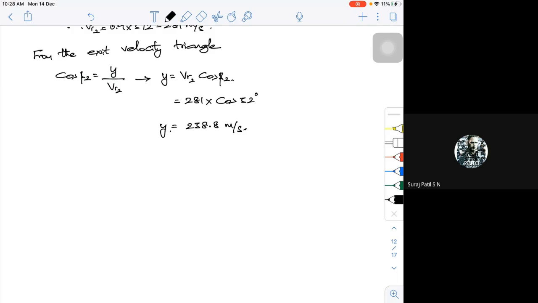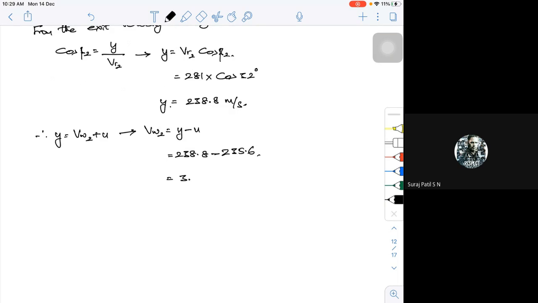Now, what is y actually? Y is equal to VW2 plus U. I need to get my VW2, so VW2 will be equal to your y minus U. So that is 238.8 minus 235.6. So it is a very small value, 3.2 meters per second. So VW2 is equal to 3.2 meters per second.